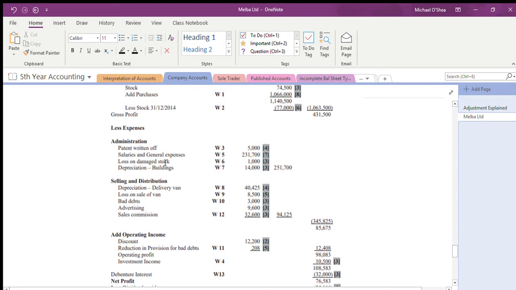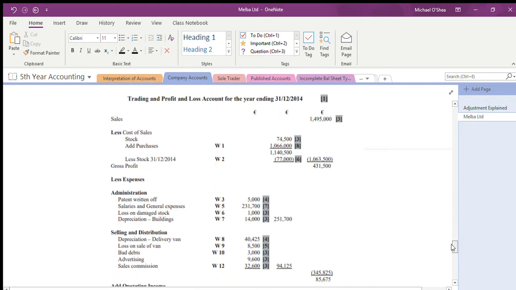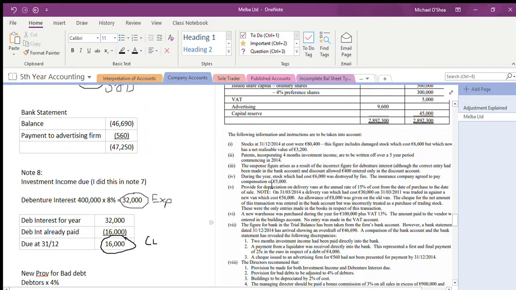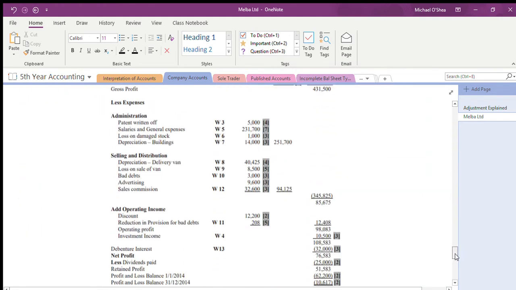This is our loss by insurance, our loss by compensation. It was to do with this here. The stock, which cost 6,000, was destroyed. The insurance company agreed to pay 5,000. The 5,000 is a current asset, but the difference between both of those figures is the loss, because we didn't receive the full amount. We ended up losing out as a result of the fire.